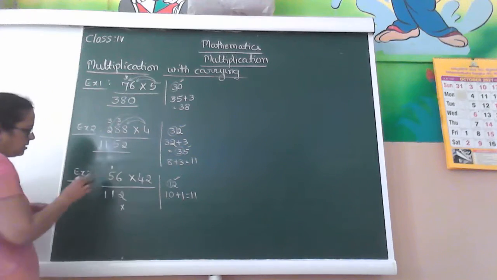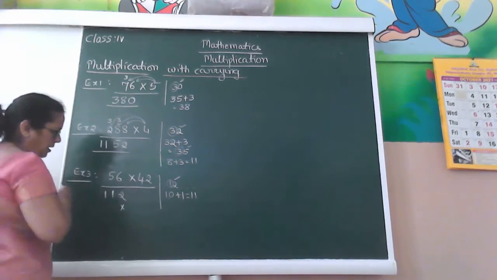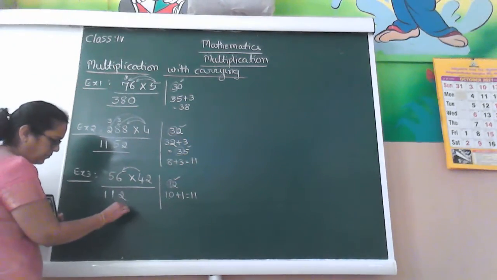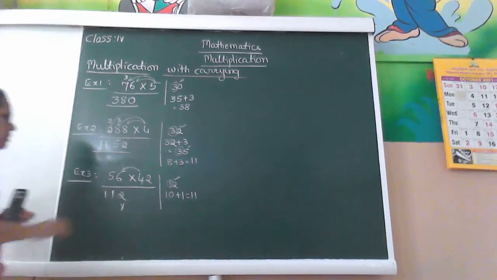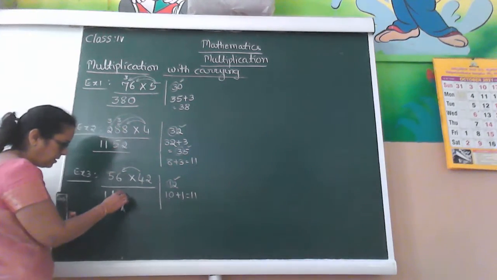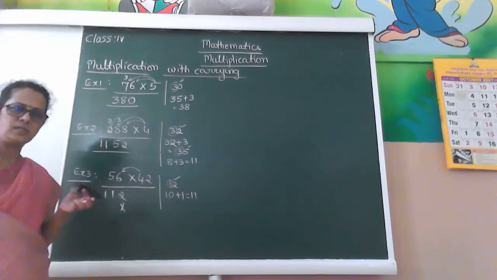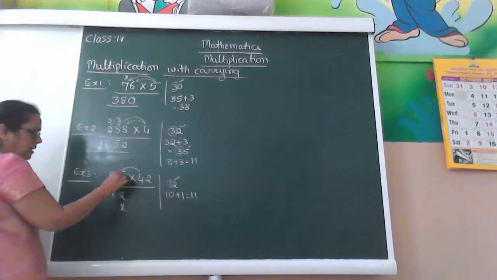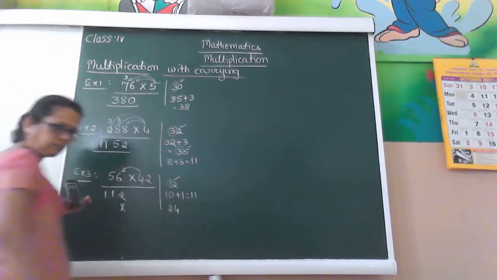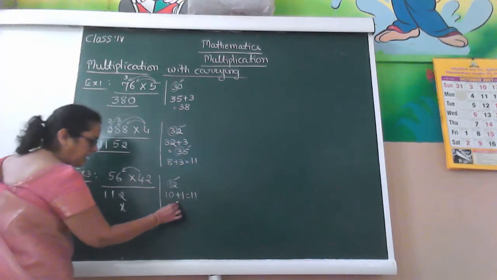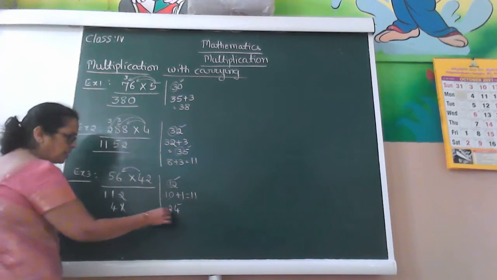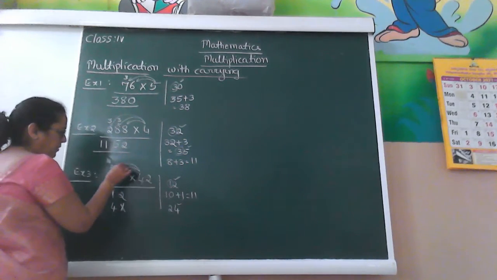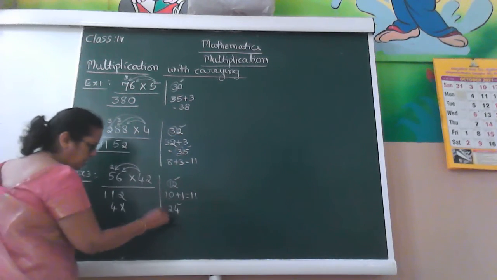Next, we will do from 4. See, 4 sixes are. So just before doing the multiplication, write the cross mark just below 2. Below the first number, you have to write the cross mark. Now 4 sixes are 24. Now write 4 just below here and 2 give carry above 5. Now again 4 fives are 20.